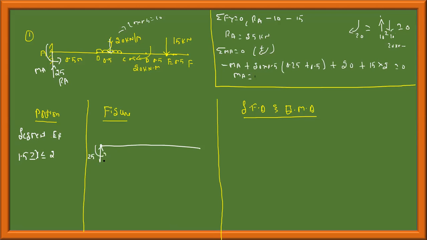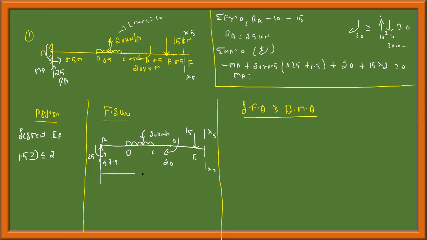25, 57.5, B, C, 20 kilonewton per meter, point D, 20, point E, 15. My section x-x is here. Take the section here, x-x.